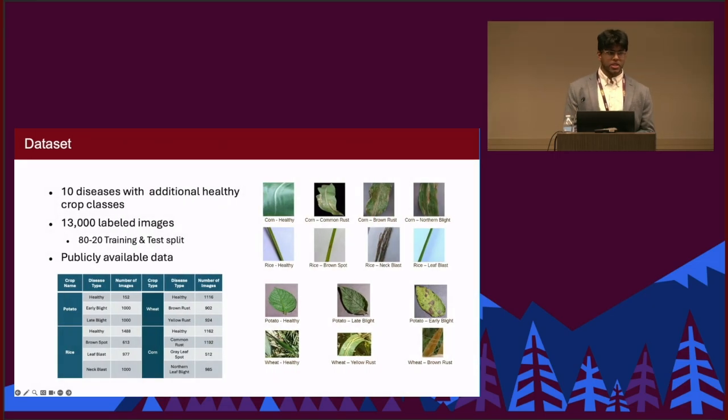And now for the data set we used. So as before mentioned, we used 10 different diseases across 4 different crops: corn, rice, potato, and wheat. Some of the crops most affected by crop diseases, as mentioned in the introduction, along with a healthy class for each disease. So we had 14 total classes here, with the healthy class as a control.